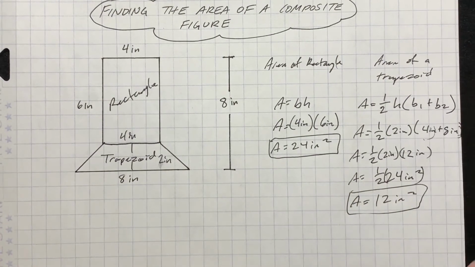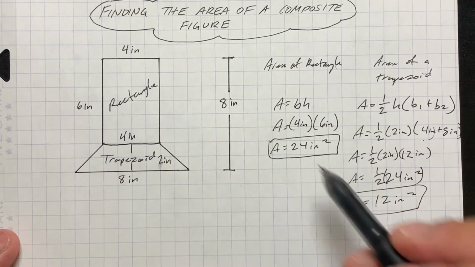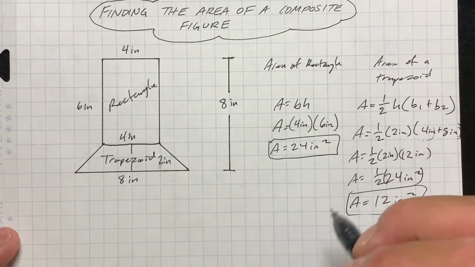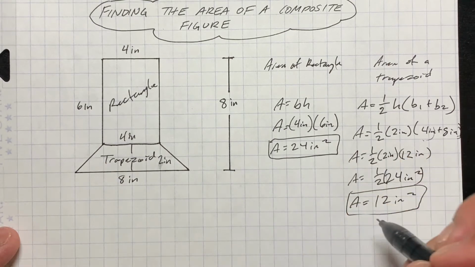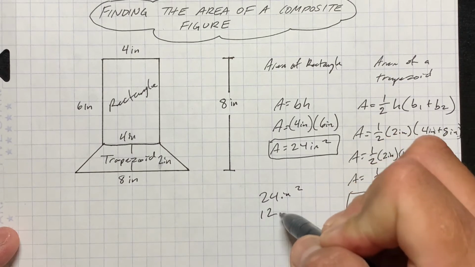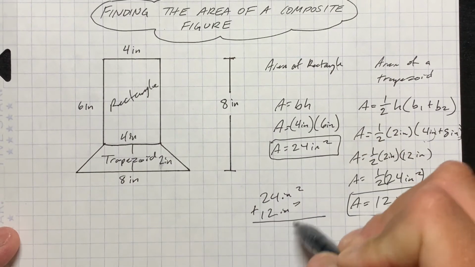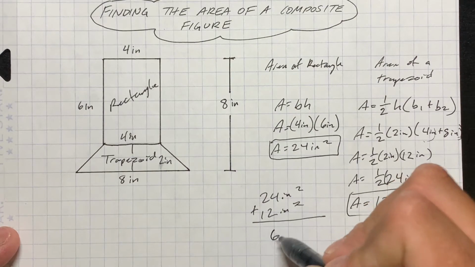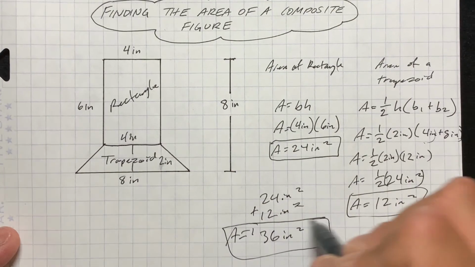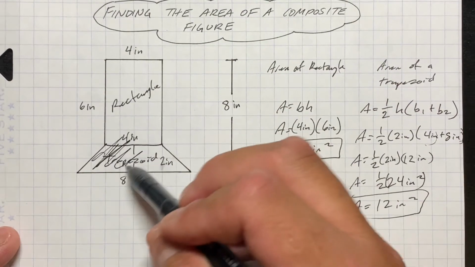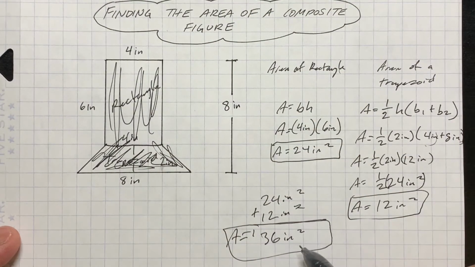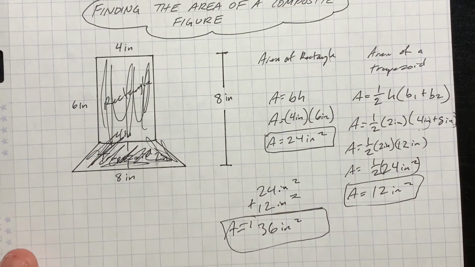So the last thing we need to do is add these two areas together to get the area of this composite figure. Now 24 plus 12, let's go ahead and add that together. 24 plus 12. So this is going to be 6 and 3. So 36 inches squared is the area for this entire composite figure. The trapezoid and the rectangle is 36 inches squared. There you guys go. That's all you have to do.